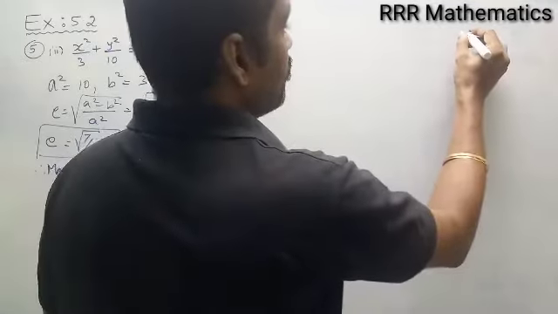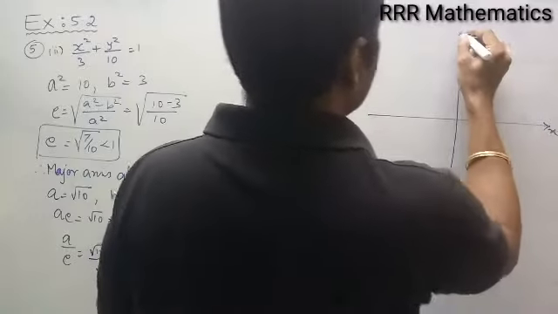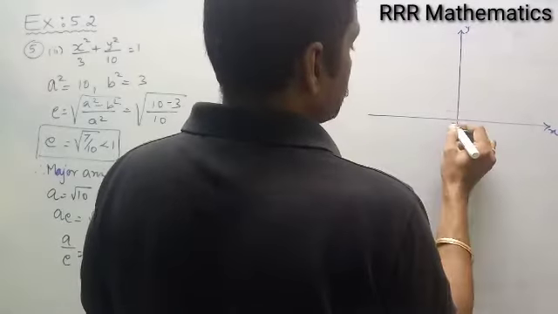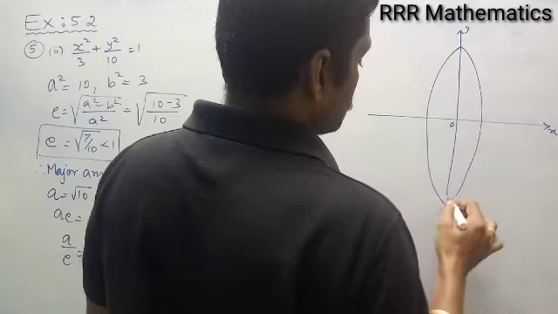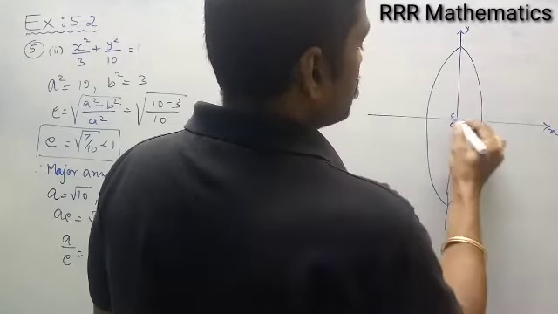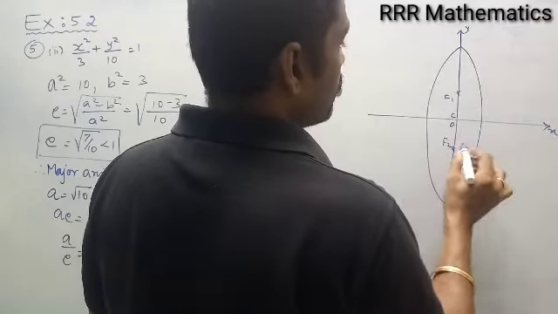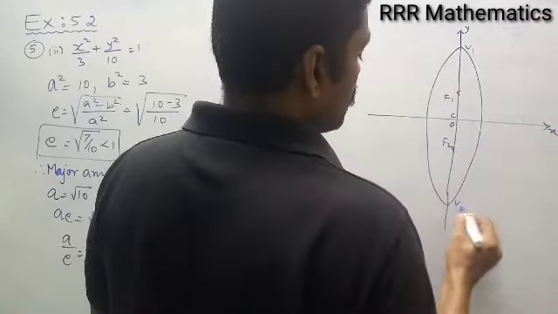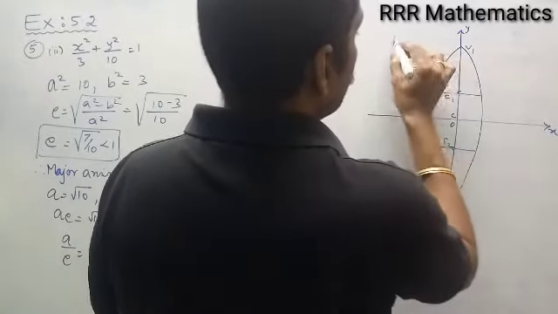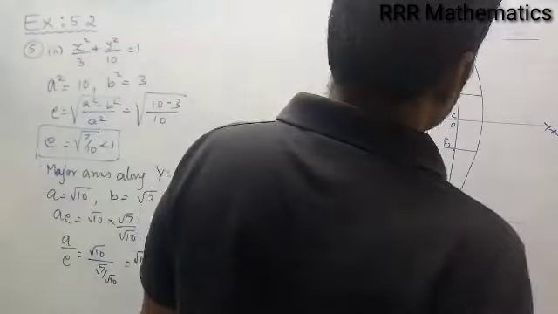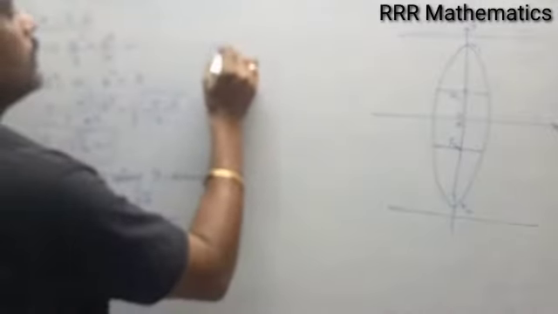So the diagram will be: x axis, y axis, origin. It will be like this. Okay, this is your center, foci F1, F2, vertices V1, V2, latus rectum, a line that passes through the foci, and directrix which is parallel to the latus rectum. So in this case, center.